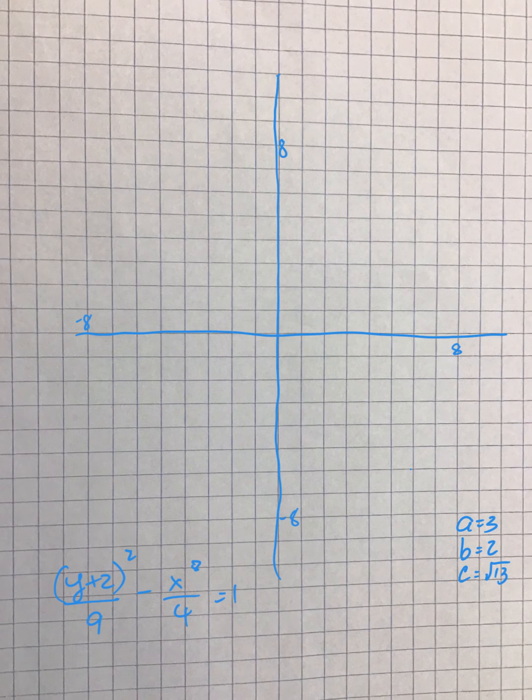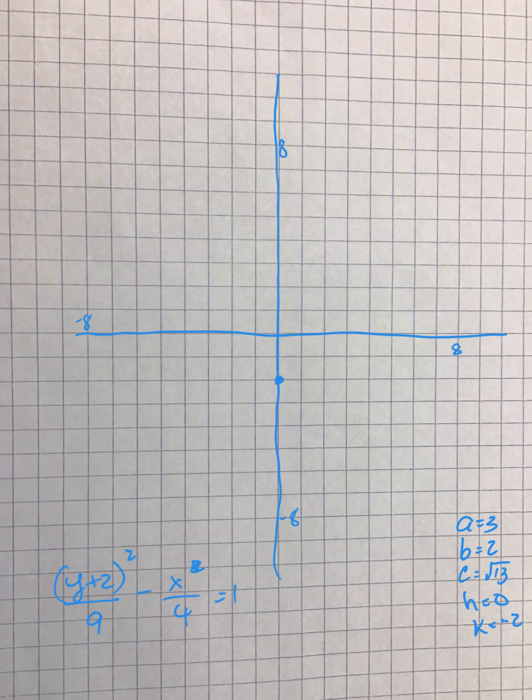How do you graph this thing? First of all, you have to decide if it's vertical or horizontal. Since the positive term is the y squared, it's vertical. Whoever's positive, that's the direction of the hyperbola. So the first thing we need to do is find the center, which is 0, -2. Everybody believe that? Because the h is 0 and the k is -2.